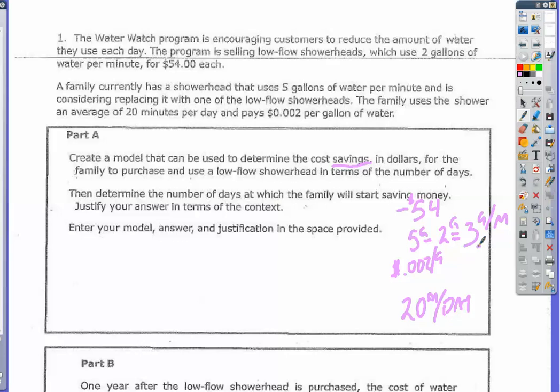So this is a fill-in-the-blank problem. Enter your model, answer, and justification in the space provided. Now your justification is essentially showing your work in an organized manner so that any person who is mathematically literate can follow your steps. Or you can write a paragraph. Your choice. All right, so model. Let's talk about this word model. There are 3 different types of mathematical models that you can use, but only one of them will fit in a fill-in-the-blank.